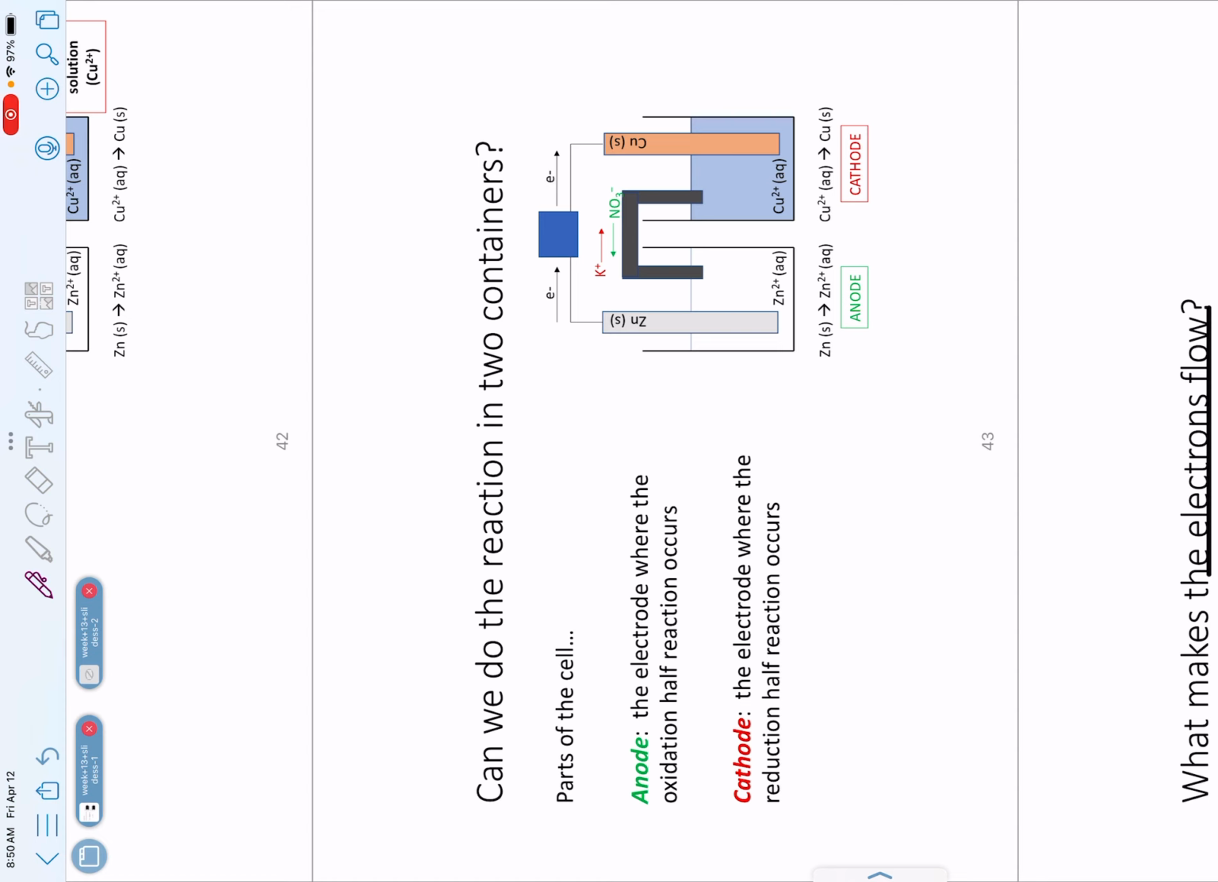So what I've done is I've taken two half reactions and separated them in such a way that I can now talk about this particular battery as a function of those two half reactions. Questions?